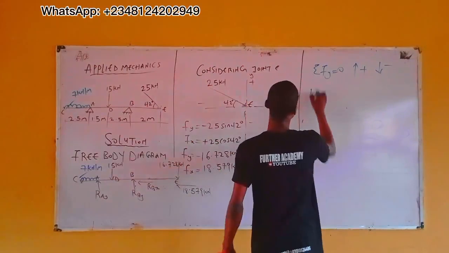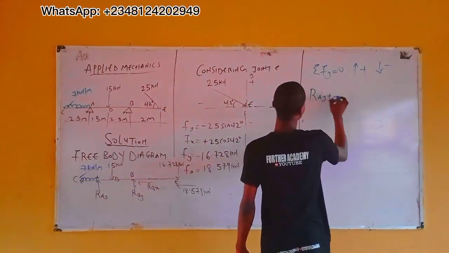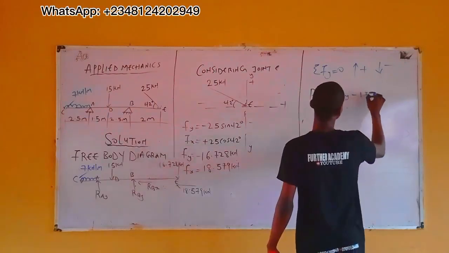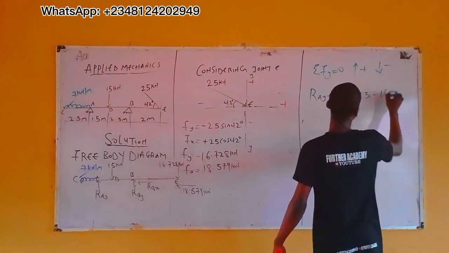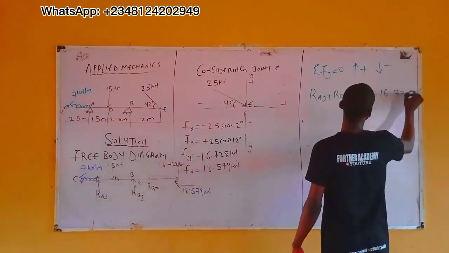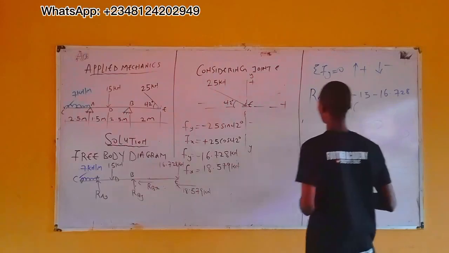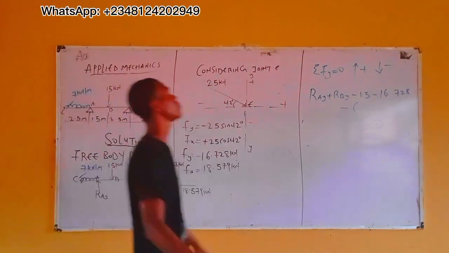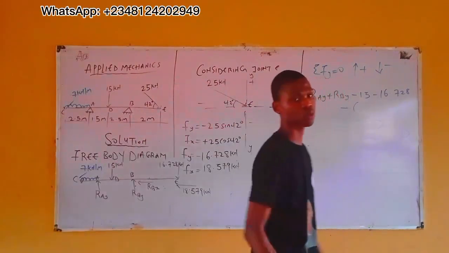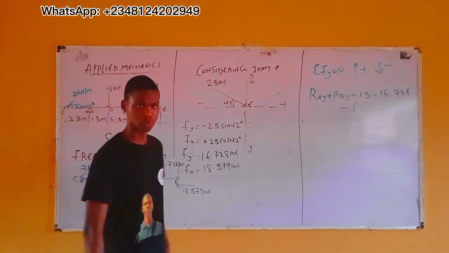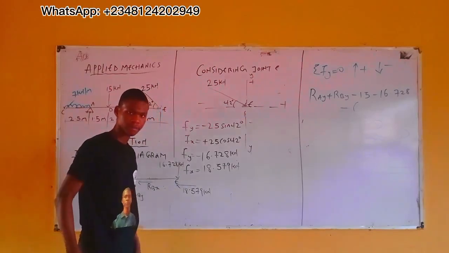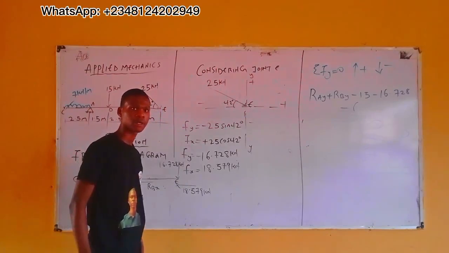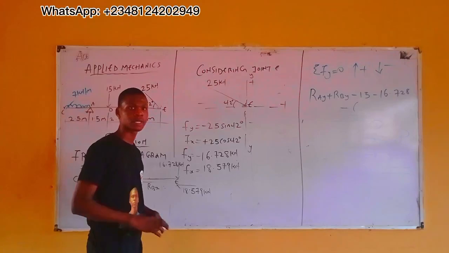Let's take it one by one. RAY plus RBY, negative 15, negative 16.728. Convert your UDL to a point load. That will be what? Check number 2 facts about UDL. Converting UDL to a point load. What will you do? Check your book. You multiply the intensity by the distance. That is 7 times, like this.